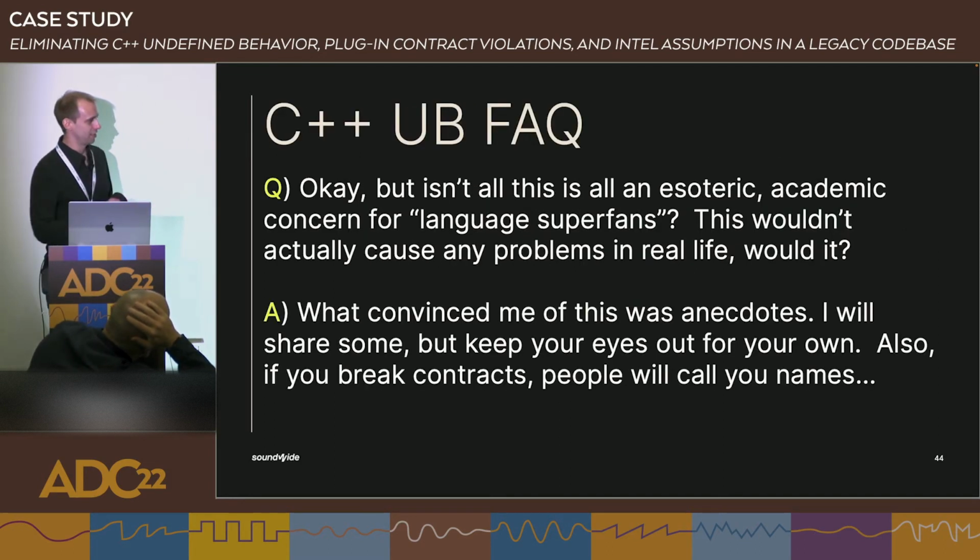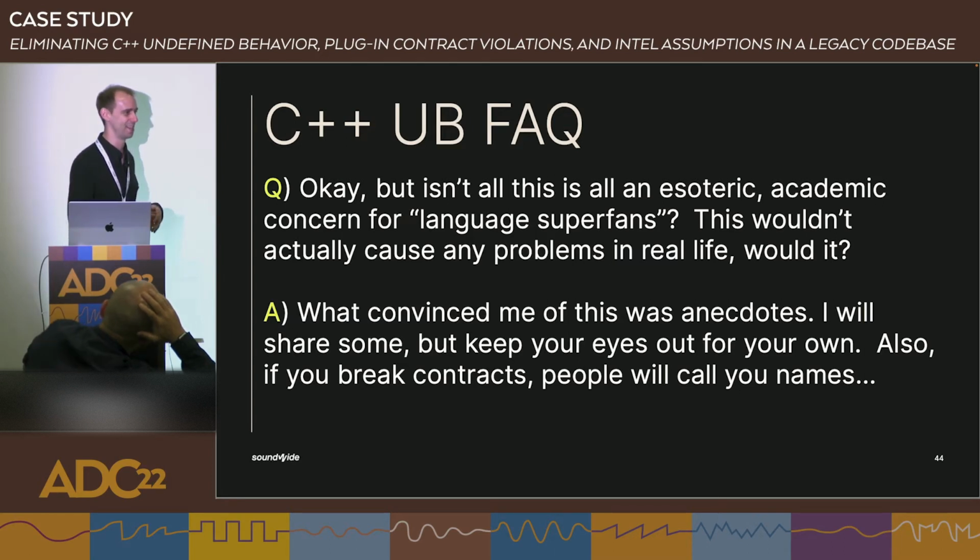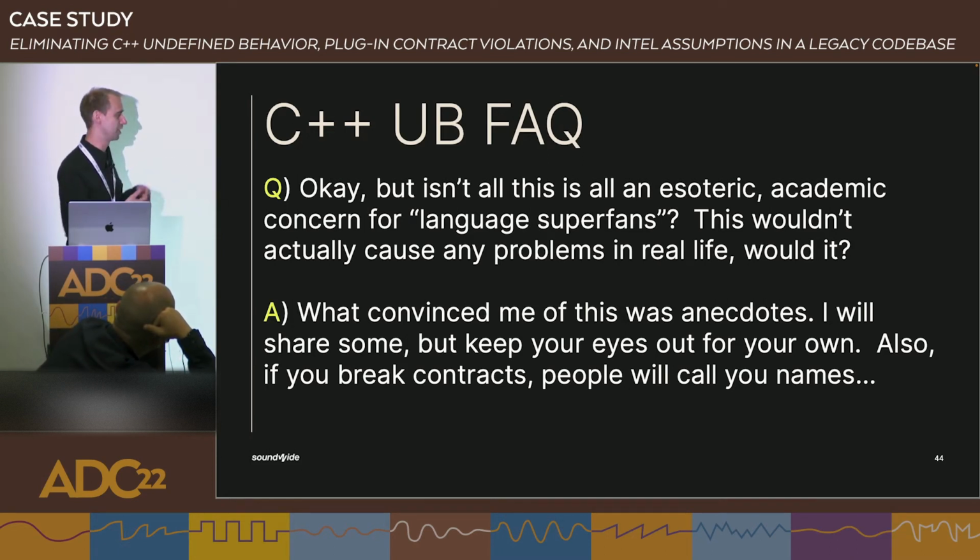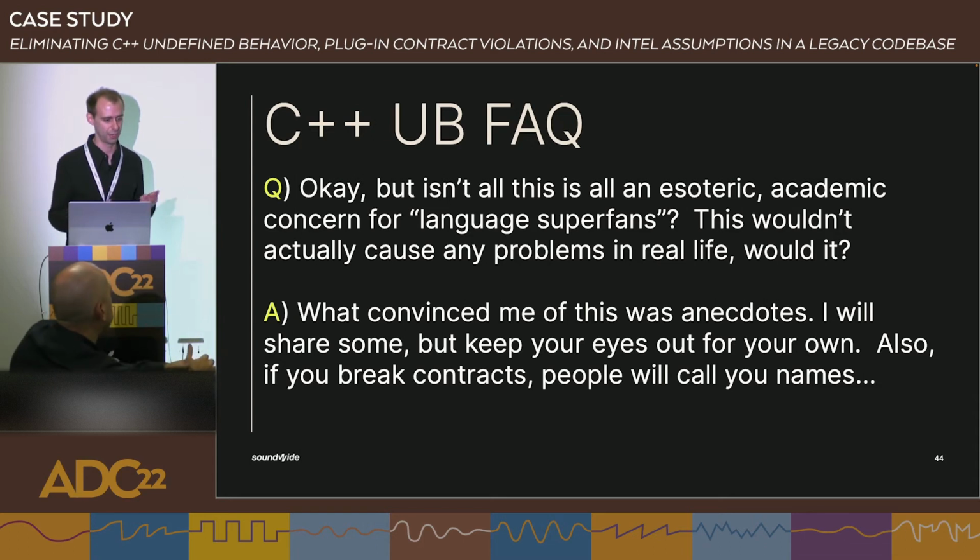Yeah, and then finally, there's the ad hominem attack. Isn't this just an esoteric academic concern for people who love C++? Wouldn't really cause problems in the real world. And to be honest, this was my perspective for a long time. And I didn't really change my mind until I saw it cause real problems. So I'll show you some of these that we ran into. But also, it's something to keep your eye out on your own.